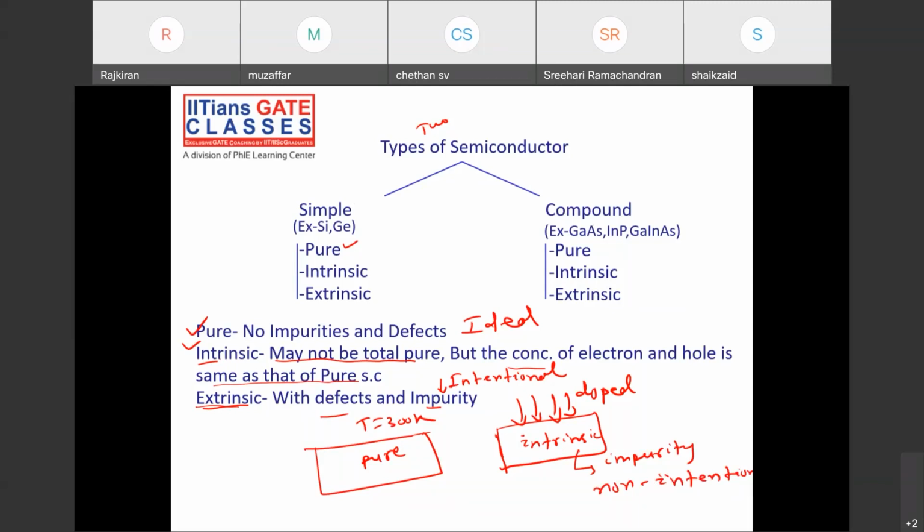Clear, guys? All of you clear? So in extrinsic semiconductor, we are adding impurity intentionally to change the concentration. Clear? So now you got the idea of what is pure, what is intrinsic, and what is extrinsic. Okay, so these impurities are intentionally added to the semiconductor to change the conductivity.